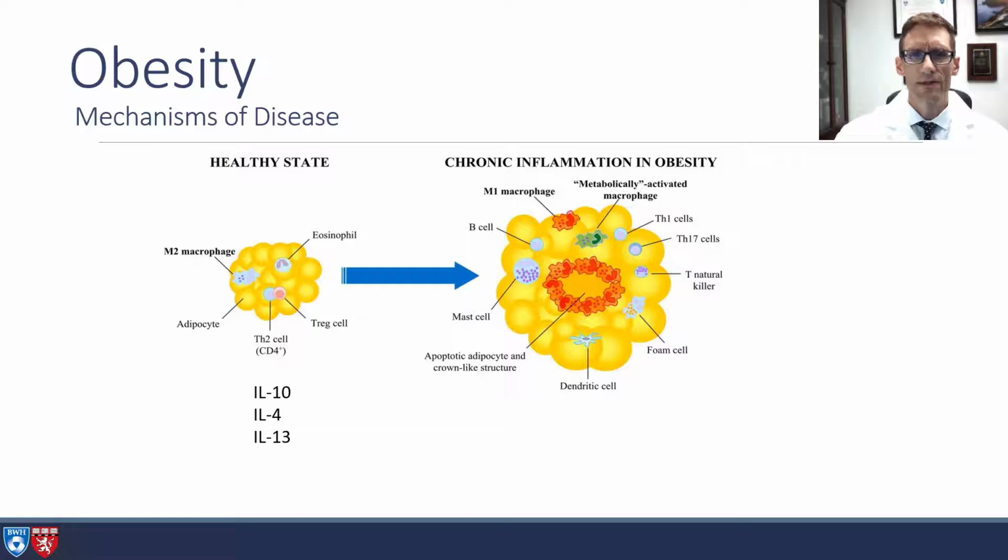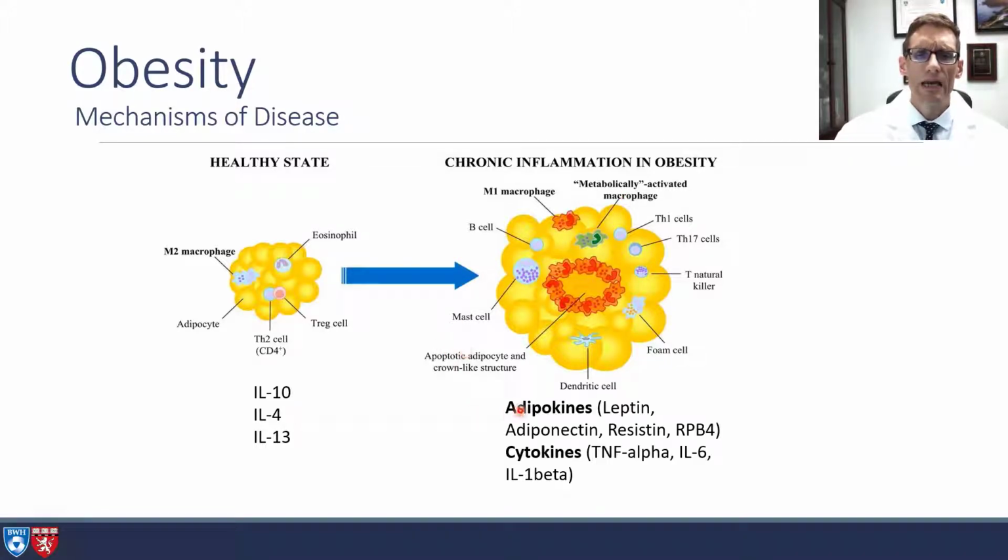This slide illustrates the differences between healthy adipose tissue and adipose tissue seen in obesity. On the left, we have normal healthy adipose tissue with M2 macrophages and other cells secreting innocuous cytokines such as IL-10, IL-4, and IL-13. However, on the right, we see this chronically inflamed adipose tissue seen in obesity, and we have mast cells and activated macrophages and apoptotic adipocytes, and these secrete adipokines such as leptin, adiponectin, resistin. We have cytokines TNF-alpha, IL-6, and IL-1 beta, which are, of course, very toxic.